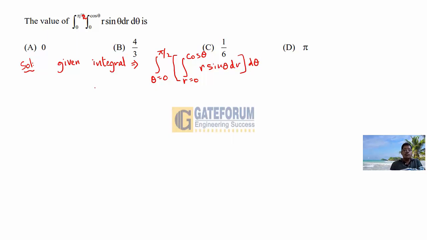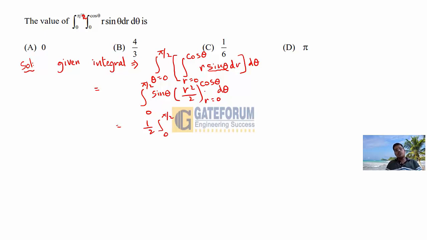With respect to R, theta terms are constant. So this is a constant. So sin theta is a constant multiplier, which will not affect my integration. Integration with respect to R is R square by 2, between the limits R is equal to 0 to cos theta. And then integrating with respect to theta between the limits 0 to pi by 2. So take out 1 by 2. This is 0 to pi by 2.